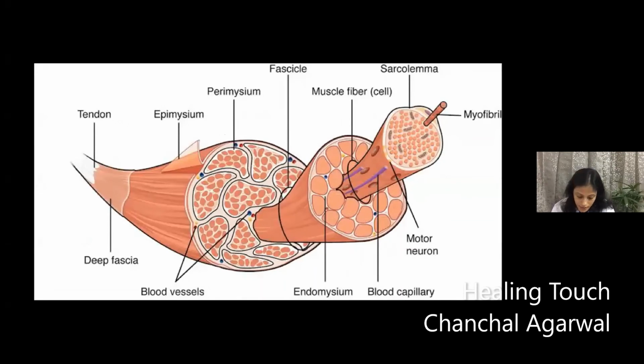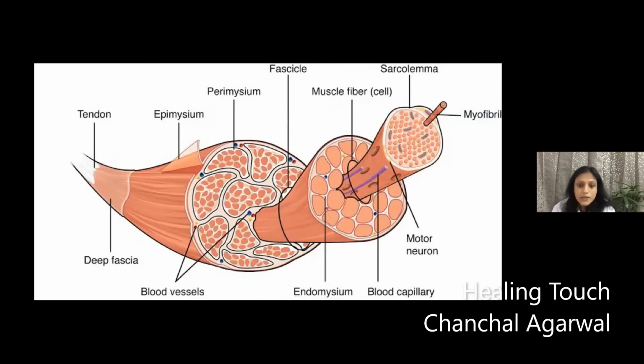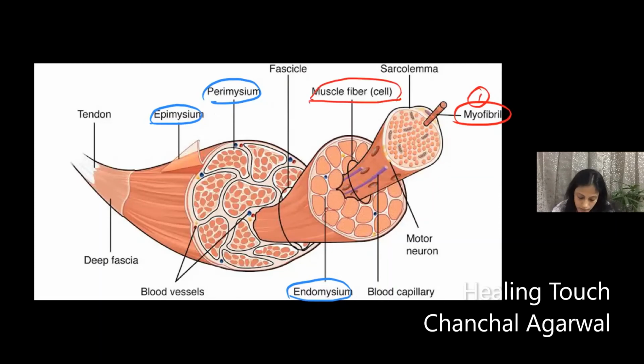So here you can see the epimysium, perimysium, and also the endomysium. Here you can see the smallest unit, that is myofibril. Many myofibrils are together forming the muscle cell, muscle fiber. Many muscle cells are together forming the fascicle. First, mark it as epimysium, perimysium, and endomysium. These are the coverings. Now see the units. What are the different units? Myofibril, number one. Many myofibrils are joining together to form muscle cell. Number two, many muscle cells or muscle fibers are joining together to form the fascicle. And many fascicles, this is one, this is two, this is three, are joined together to form the muscle.